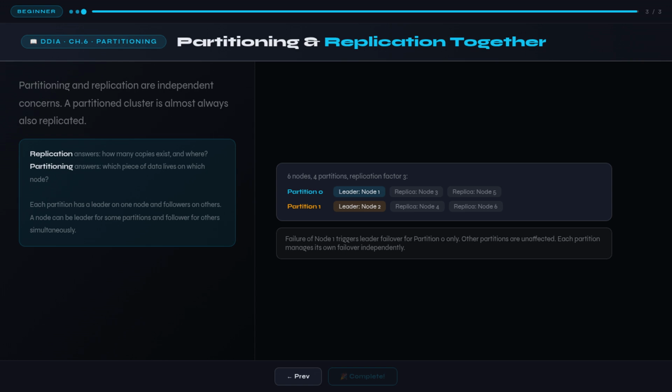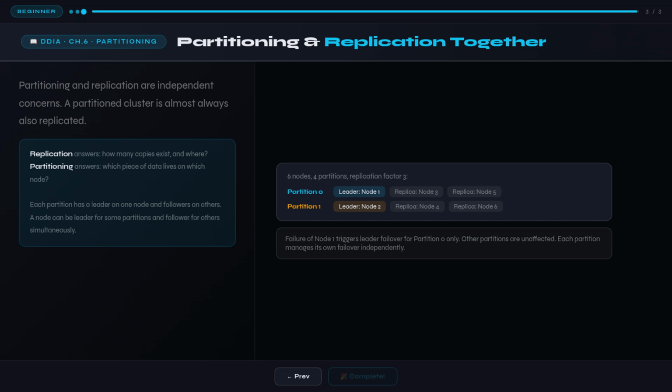Before moving on to hash partitioning, it's worth being precise about how partitioning and replication interact, because they're often conflated but are genuinely independent concerns. Replication answers: how many copies of each piece of data exist, and where? Partitioning answers: which piece of data lives on which node at all? In a partitioned and replicated system, both questions are answered simultaneously. The book gives a concrete picture: each partition has a leader on one node and followers on others. A single node might be the leader for some partitions and a follower for other partitions.